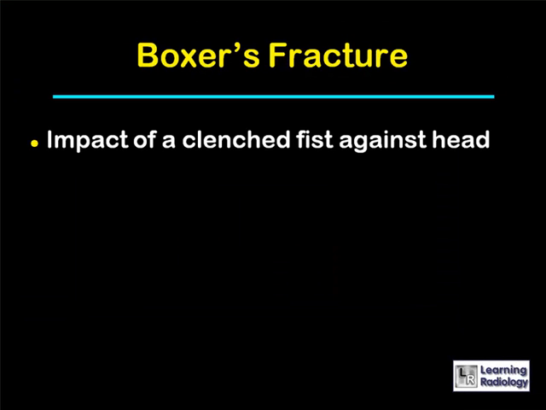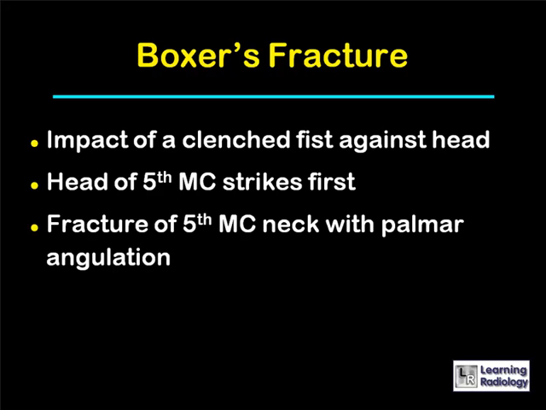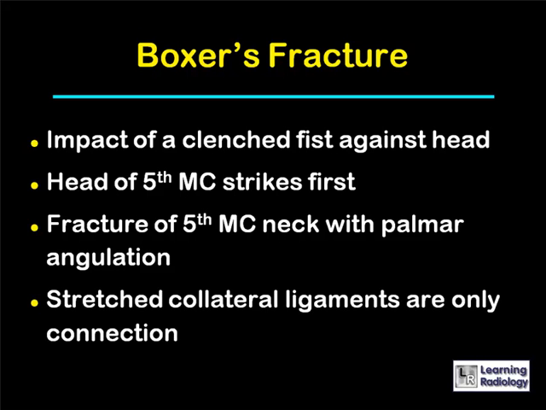Boxer's fractures occur because of impact of a clenched fist against a hard object, usually the head, although it's frequently reported to be a wall. It involves the head of the fifth metacarpal. The head of the fifth metacarpal strikes first, and that produces fractures of the neck and or head of the fifth metacarpal, frequently with palmar angulation. This also tends to stretch the collateral ligaments, which form the only connection then of the fractured metacarpal head with the remainder of the shaft.